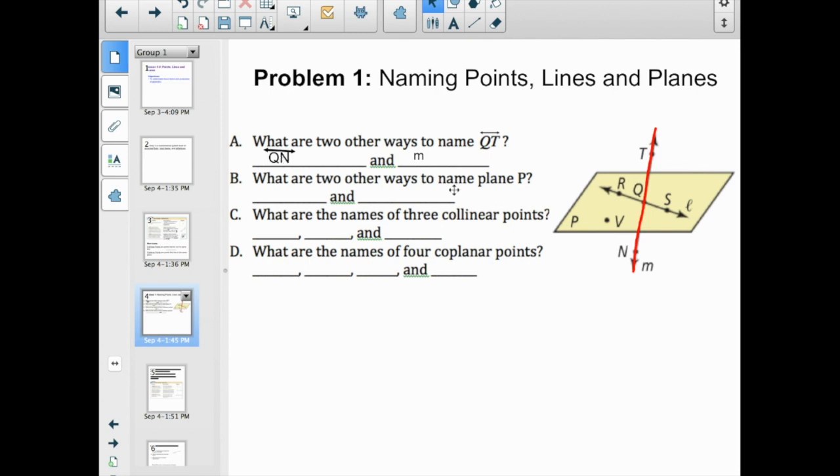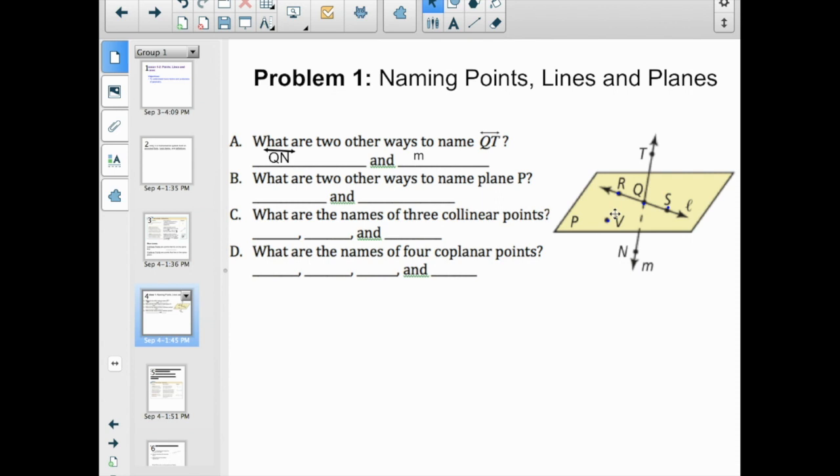All right, so here you can see the next question is, what are the 2 other ways to name plane P? If we look at plane P, that's this yellow parallelogram we have here, and you can see the capital letter P, not a dot next to it. That's referring to the name using a capital letter, not a point. Now, the other way to name a plane is with 3 points.